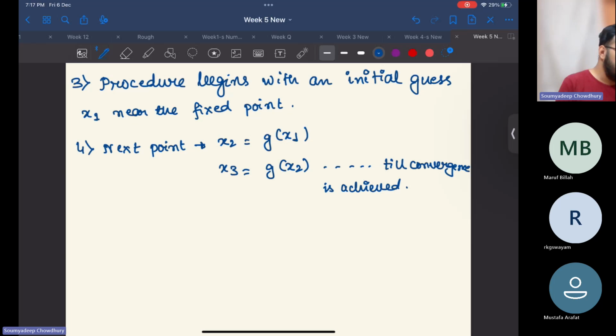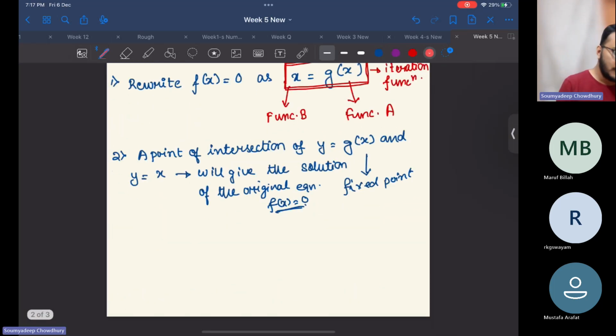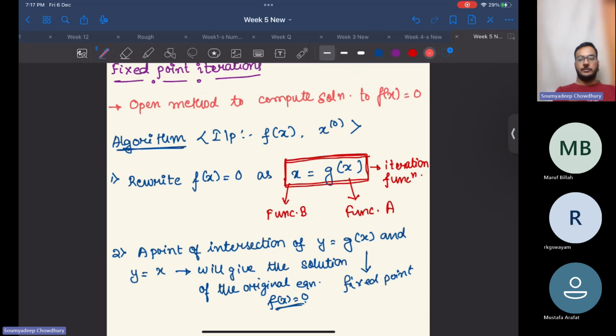So now we'll see one example. The process I'll just repeat once again. What we do is we rewrite f of x equals 0 as x equals g of x. So now we have two functions, function A and function B. Function A is y equals g of x, and the second function is y equals x. From the graphical approach, we can plot these two functions and find out the intersection point. That intersection point will give you the root of the original equation f of x equals 0.